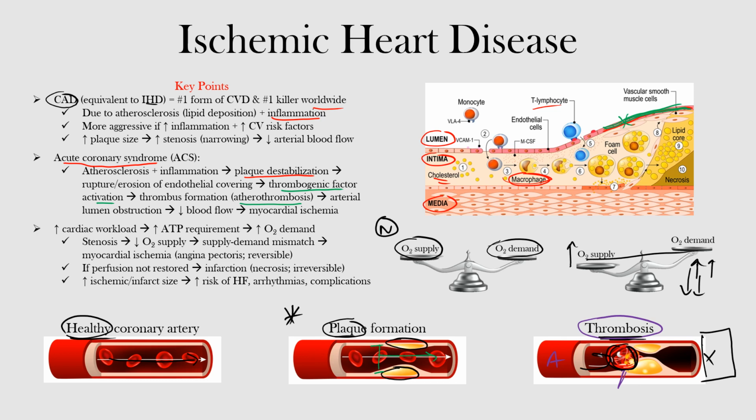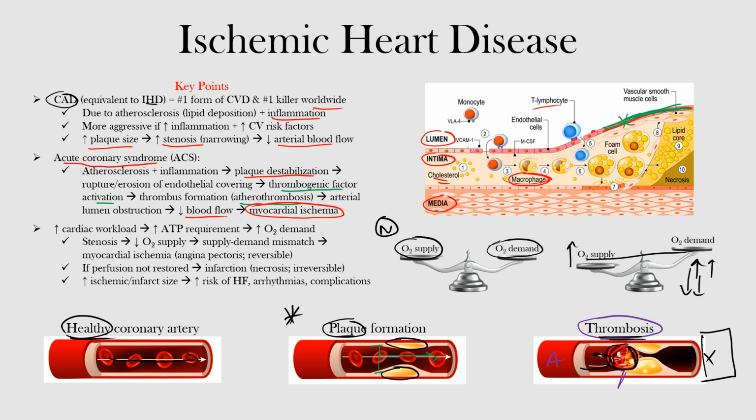We said if the plaque size gets greater, the stenosis will increase, and as the stenosis goes up, we get narrowing of the lumen, and we decrease the blood flow to the area distal to that region. Now, acute coronary syndrome: we went through this whole process where there's atherosclerosis, inflammation, plaque destabilization and rupture of the endothelial layer. Because of that, thrombogenic factors activate, a thrombus forms, the arterial lumen obstructs, we get a decrease in blood flow, and because of that, ischemic symptoms develop.